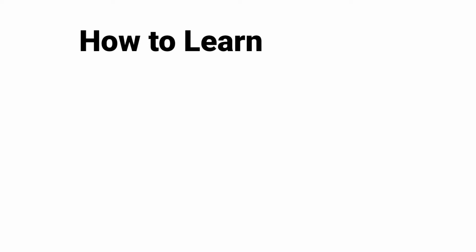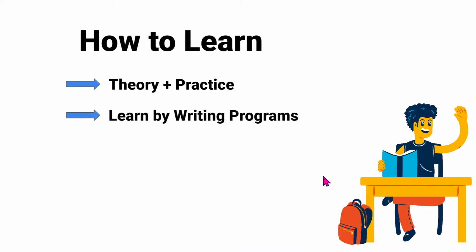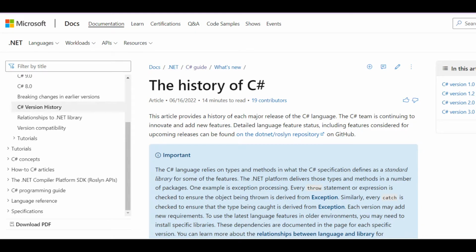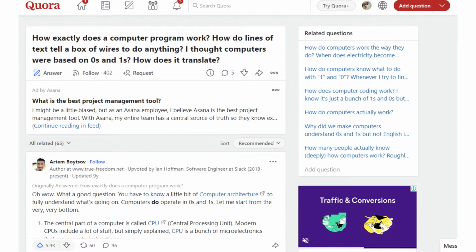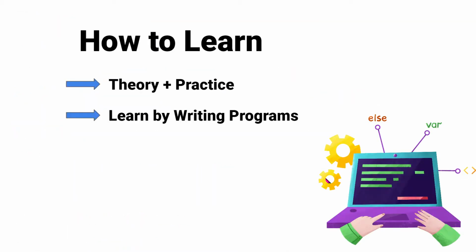This course differs from others because we learn everything with theory and practice. You will learn in the context of building a complete application that you can publish and anyone can use. That doesn't mean that theory isn't important, so I'm going to provide lots of links with things like history of C#, how computer programs work, how C# works under the hood, but for the most part, we're going to learn to code by writing programs.